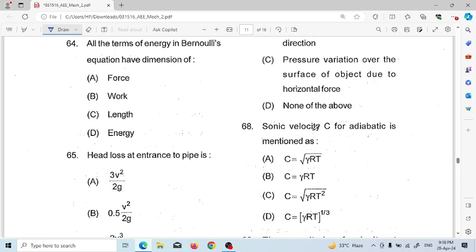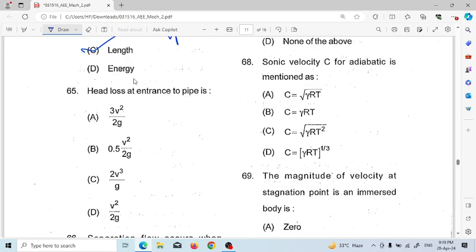Next, question number 64. All terms of energy in Bernoulli equation have the dimension of. So Bernoulli equation is P by rho g plus V square by 2g plus z. From the parameter z, the unit is meter. So meter represents the distance, that means length. So all the energy parameters have the dimension of length. Next, head loss at the entrance of the pipe.